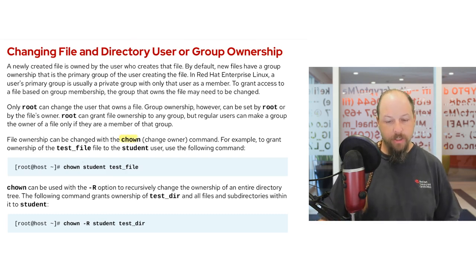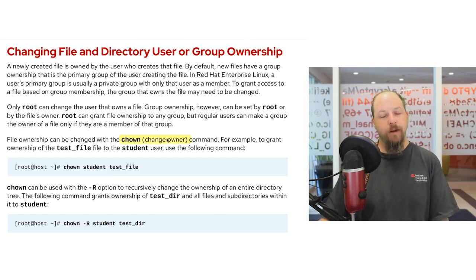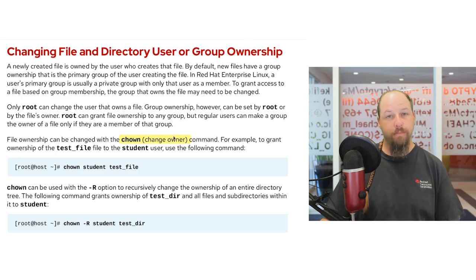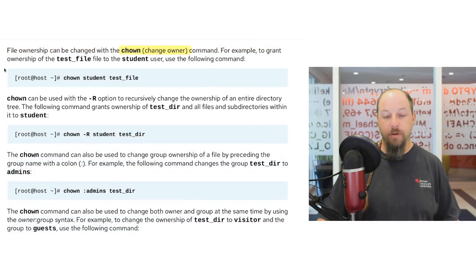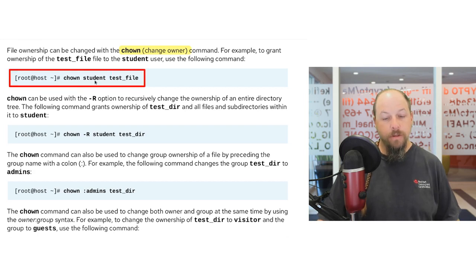The chown command, short for change owner, is used in order to change the user that owns a file. This command can also be used to change group ownership, but we do have another command to do that as well, namely chgroup. If we were to want to change the ownership of the test file to the new user student, we could use this chown statement. Chown, the new user that we wish to own the file, student, and then the name of the file, testfile.